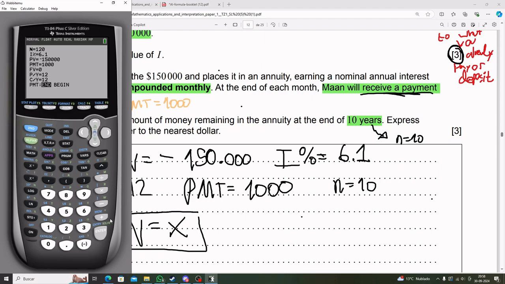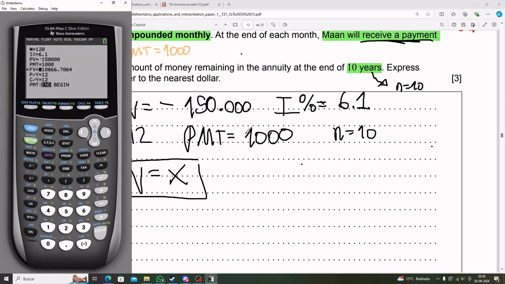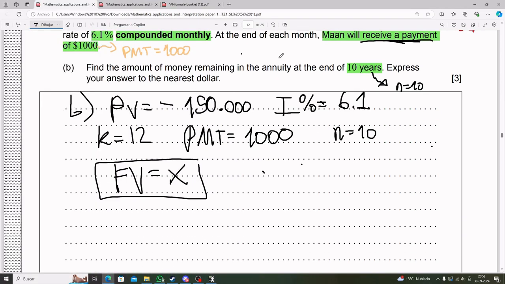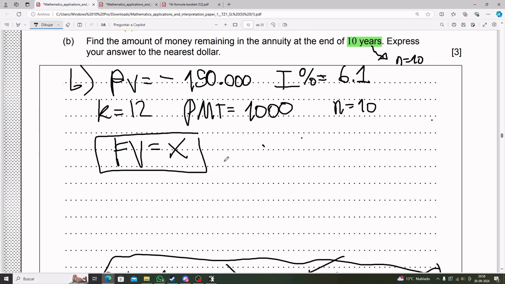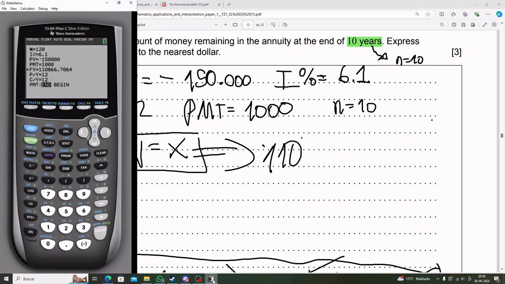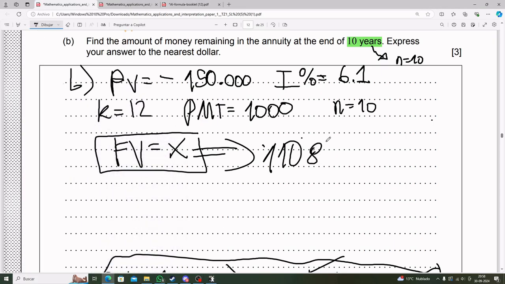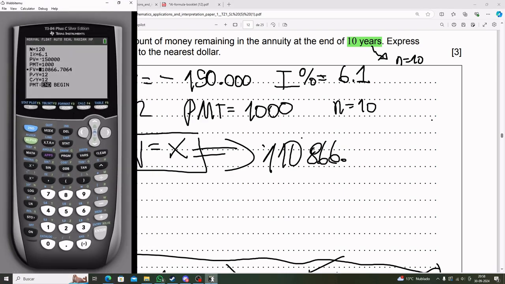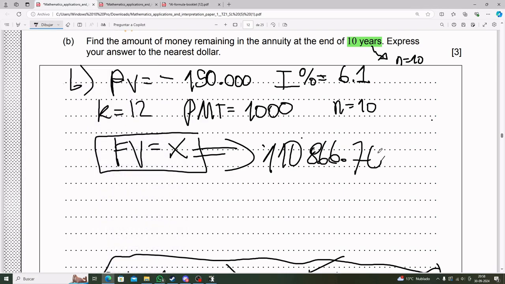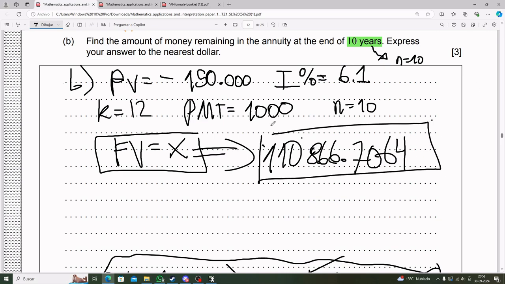So alpha, enter to hit solve. There is my value for FV. And so the amount of money remaining in the annuity at the end of 10 years for part B has to be that number. See? So let me write that number real quick. 866.7064. Now this, ladies and gentlemen, if you box it in as your final answer, is actually not good enough.